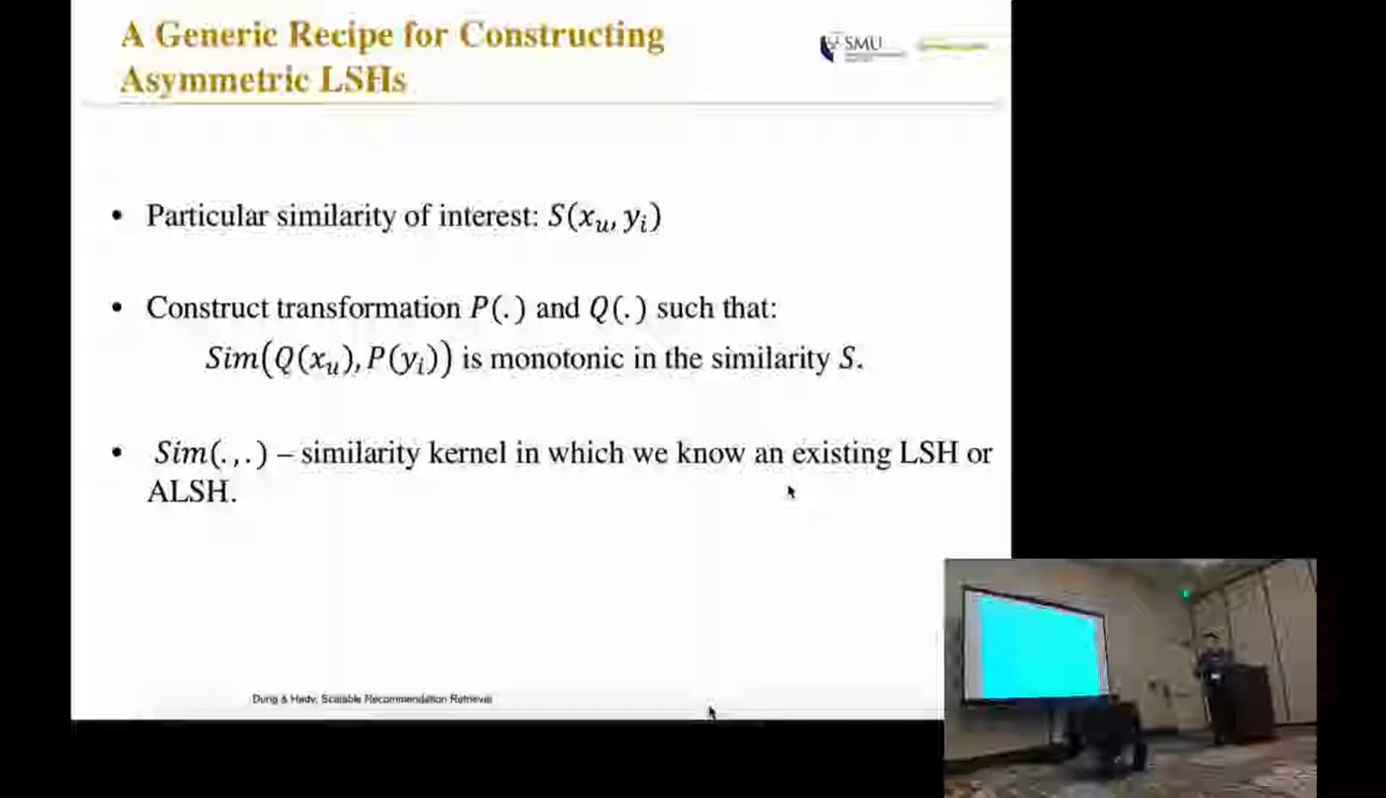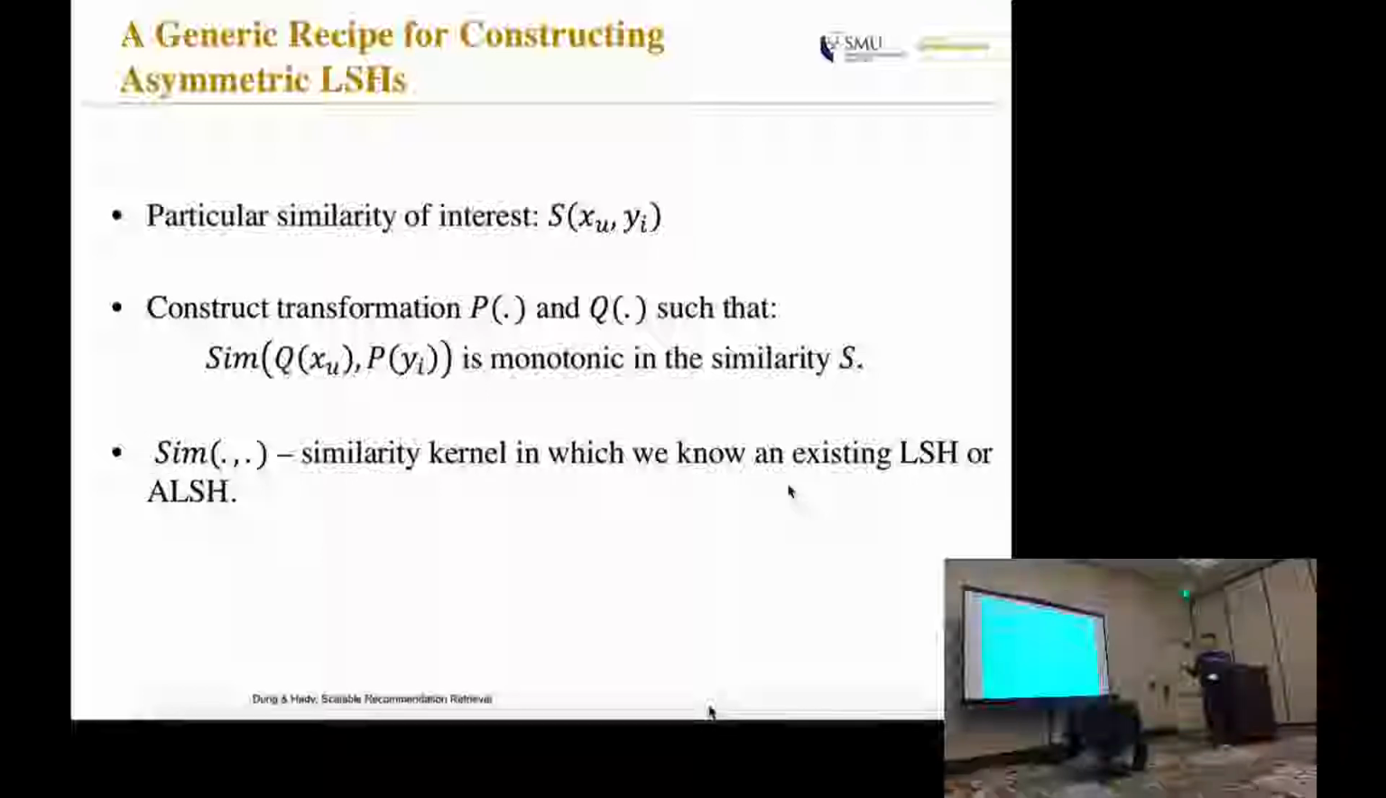So then they derive a generic recipe to construct any asymmetric locality sensitive hashing scheme, which basically means you have a particular similarity of interest, defined as a function of the query vector and the data vectors. And for our particular problem of recommendation retrieval, the similarity is inner product. And then you construct transformation functions P and Q for data vectors and query vectors.